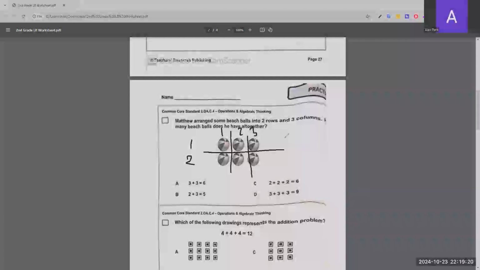So if we add the 2 rows and 3 columns, that would be 3 plus 3, which means that it's A. But it can also be represented in the amount of columns there are. Since there's 3 columns and 2 beach balls in each column, that would be 2 plus 2 plus 2, which can also be C.